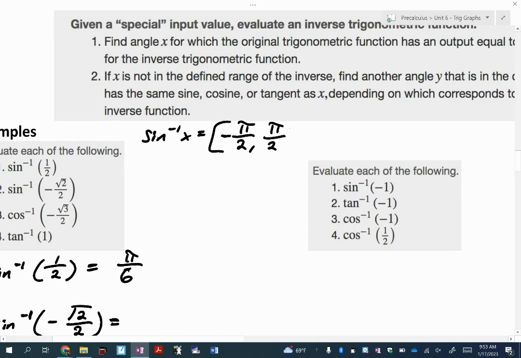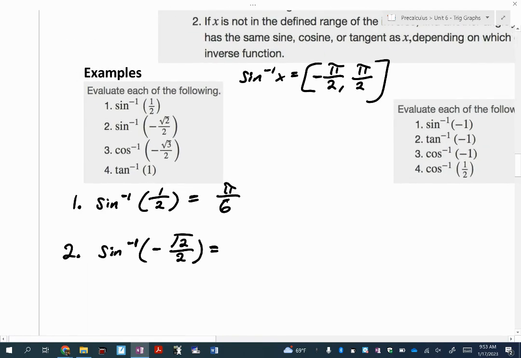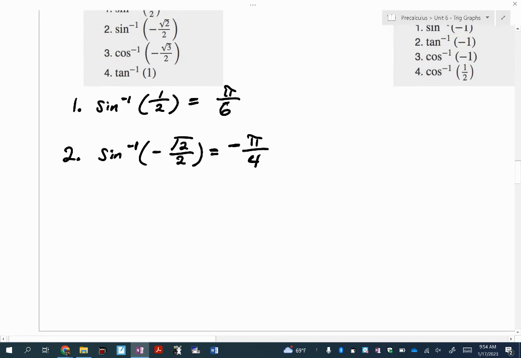All right, so when I have to answer this question, first off, my brain is going to the table, and so I'm thinking pi over 4. But the sine of pi over 4 is positive square root of 2 over 2, so that's not going to be the answer. So I need to find something in between negative pi over 2 and pi over 2, which is quadrant 1 or quadrant 4. I just said quadrant 1, pi over 4 doesn't work, so the angle in quadrant 4 that would work in between negative pi over 2 and pi over 2 is negative pi over 4. All right, let's do number 3.